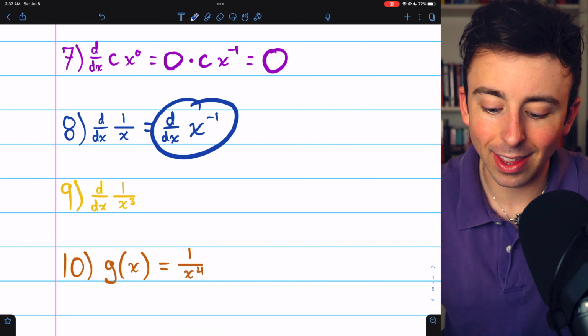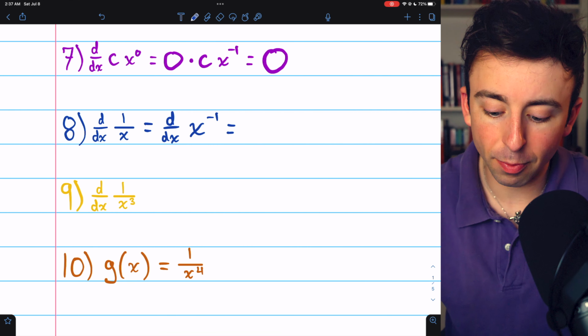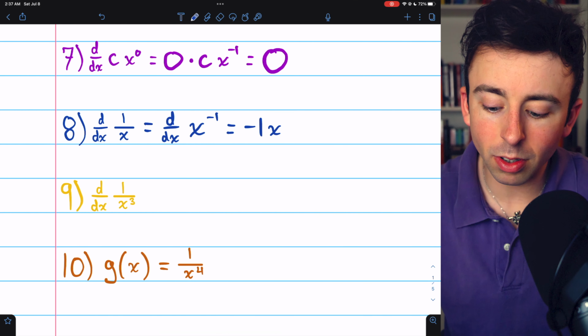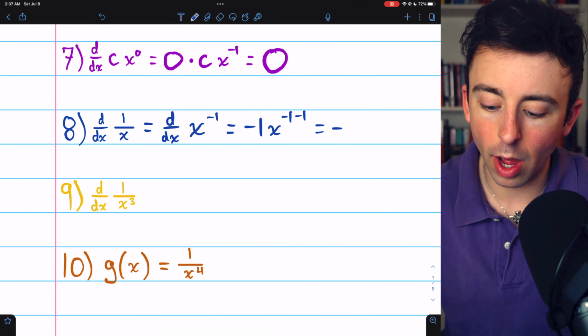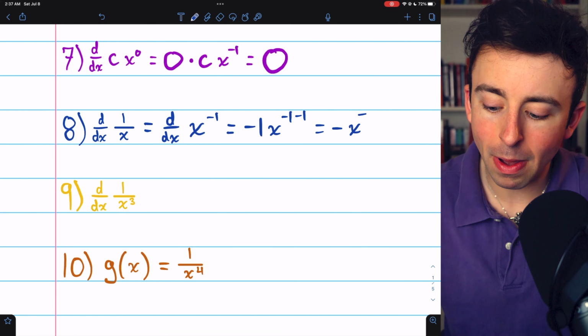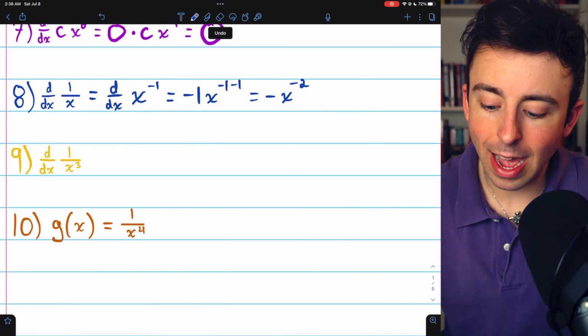Once we write it like this, it's evident that we can use the power rule. Bring the exponent in front, the exponent is negative 1, and then reduce the exponent by 1. So this becomes negative 1 times x to the power of negative 1 minus 1, which is negative 2. And if you want to rewrite this so that the exponent is positive, which often we do, we can just put the x in the denominator.